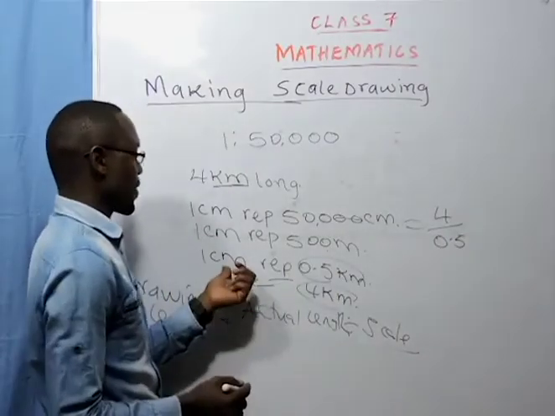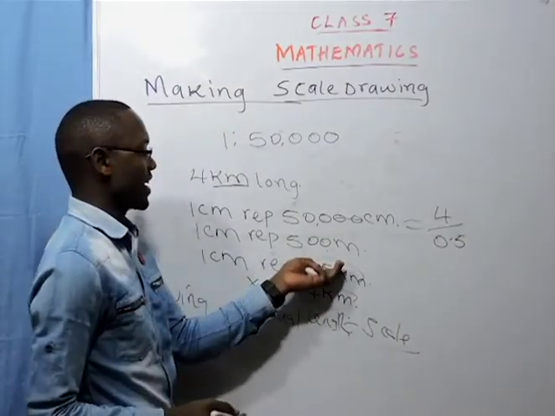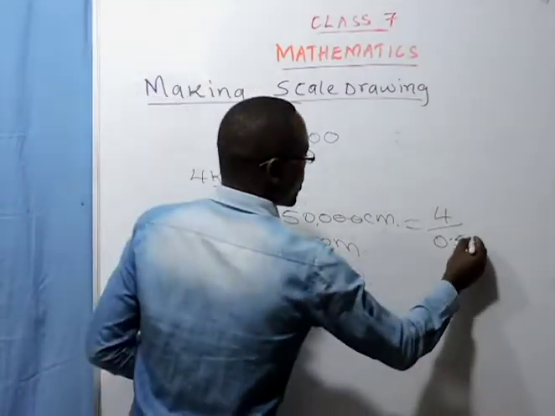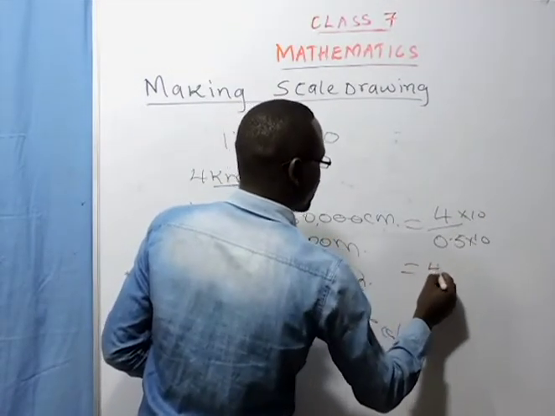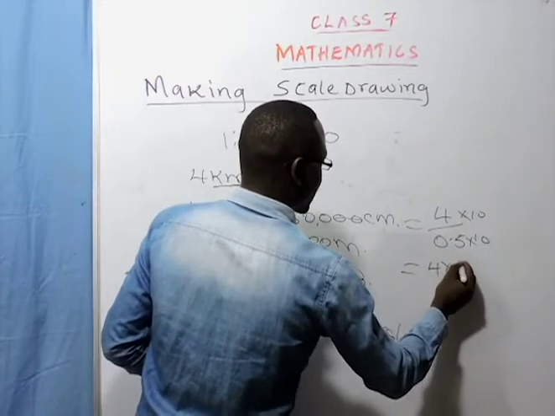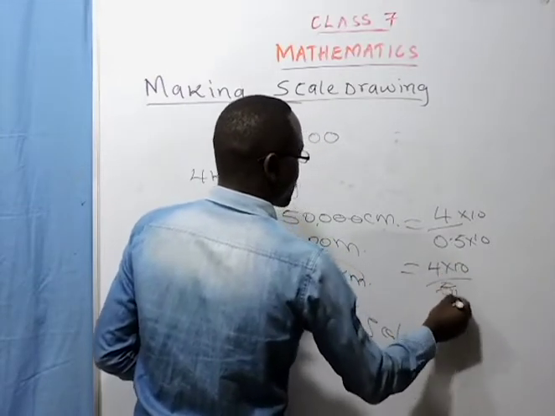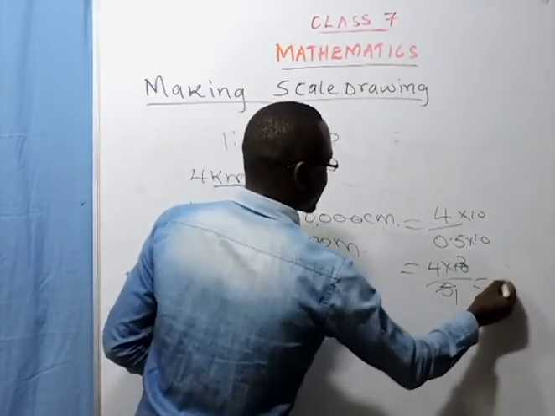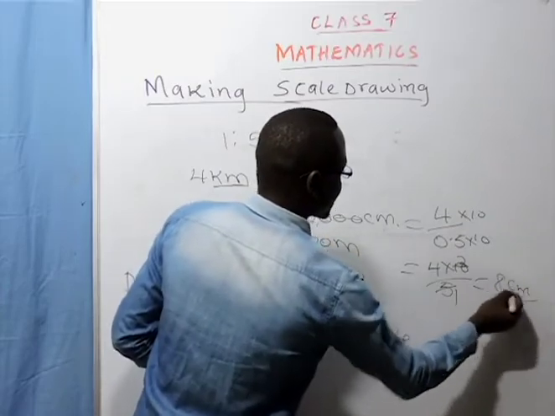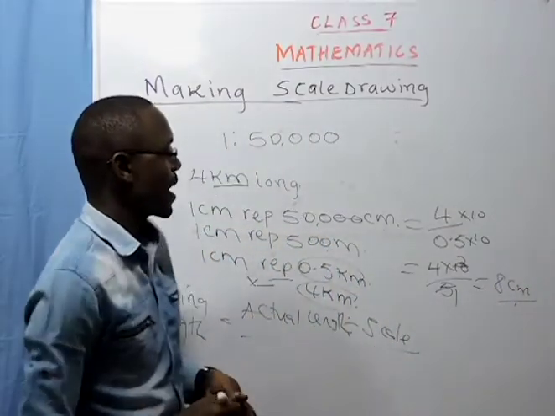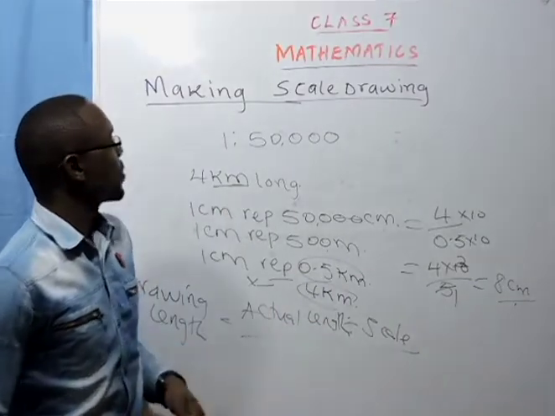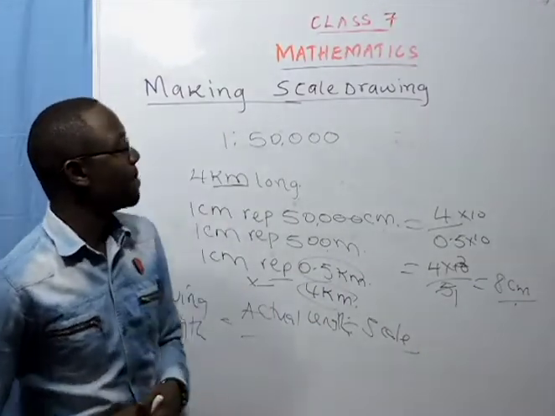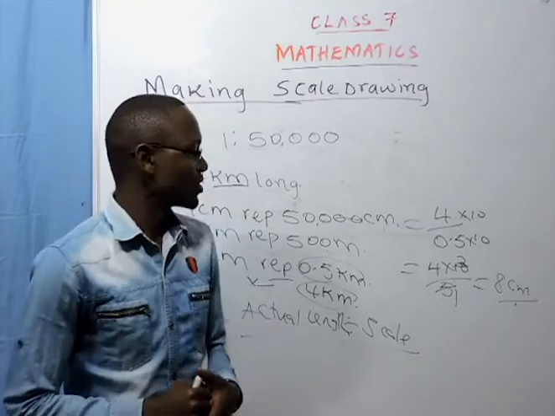The scale is what 1 centimeter will represent. That is what we are calling the scale. So we multiply by 10, multiply by 10. So this will be 4 times 10 over 5, which is 8. So the line will be 8 centimeters. 8 centimeters on the map will be drawn to represent 4 kilometers. So that is how we work out questions involving making scale drawings.